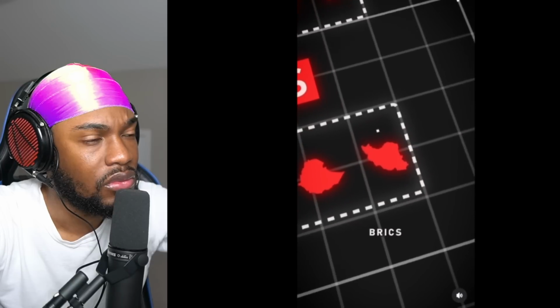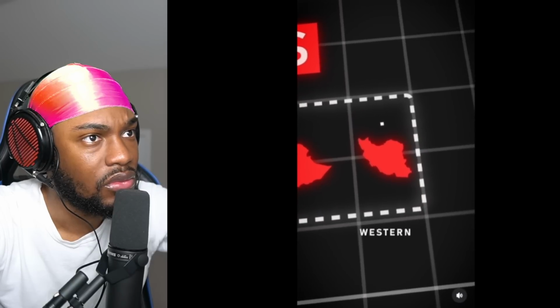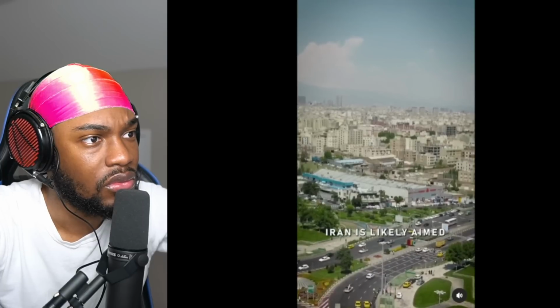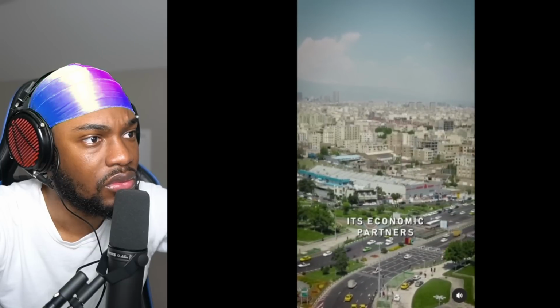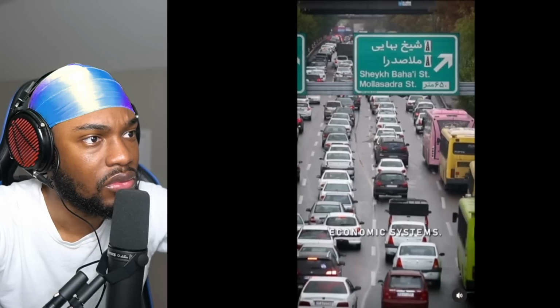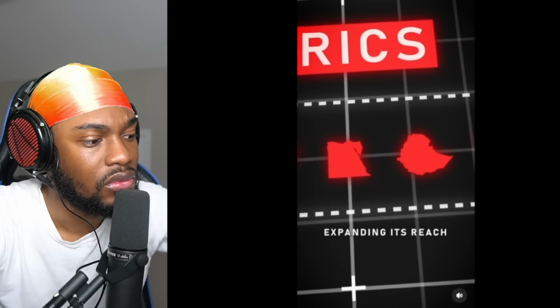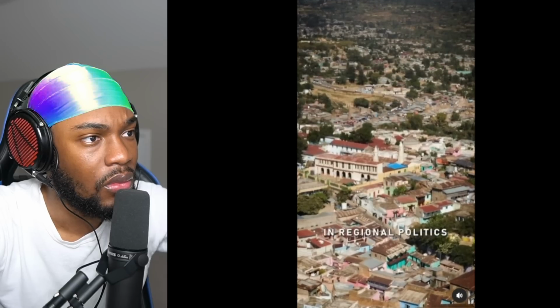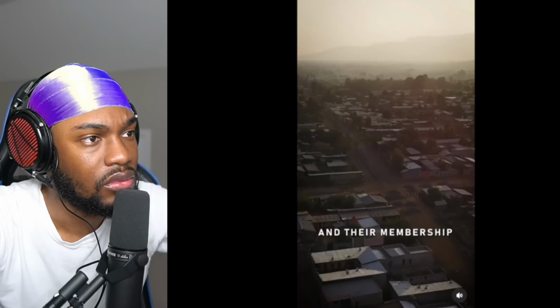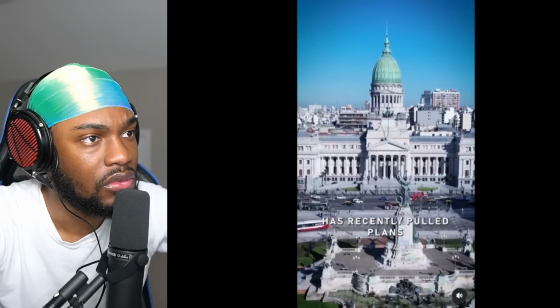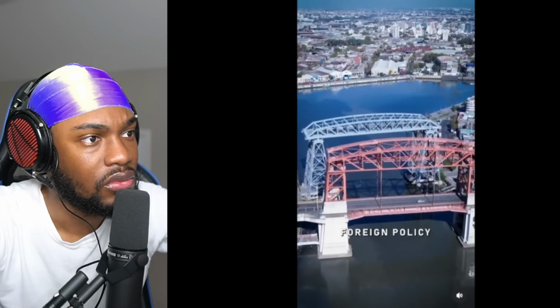Iran's decision to join BRICS can be seen as a strategic maneuver to counter Western economic sanctions and to strengthen its economic ties with key emerging markets. This move by Iran is likely aimed at diversifying its economic partners and reducing its reliance on Western economic systems. Egypt and Ethiopia's entry into BRICS adds a new dimension to the alliance, expanding its reach into Africa. Both countries are pivotal in regional politics and trade in the continent, and their membership could enhance intra-BRICS collaboration in Africa. Meanwhile, Argentina has recently pulled plans to join the bloc, citing a desire to align its foreign policy more closely with Western countries. What's confusing me is, why are Americans scared of this?